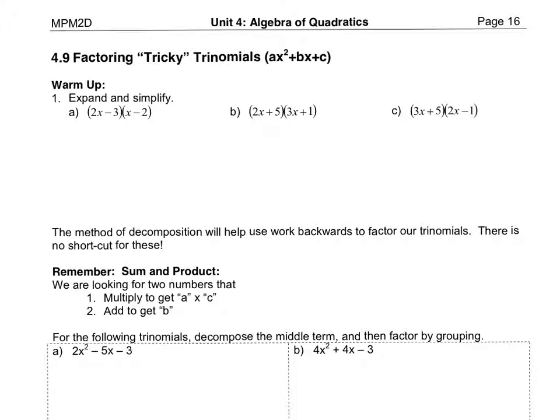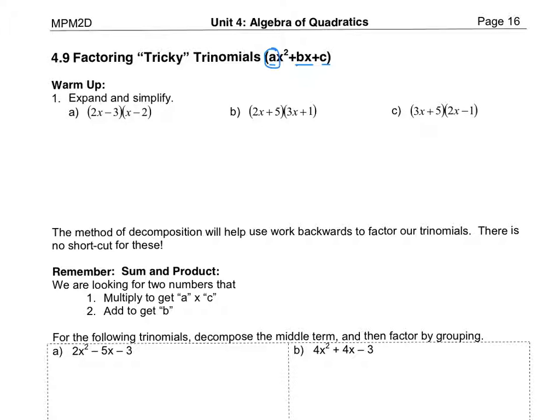Today's lesson is really an extension of yesterday's lesson, where we were factoring trinomials of the form 1x squared plus bx plus c. The only difference today is we're going to look at examples where that number in front of the x squared term is not just a 1, it could be other numbers instead.